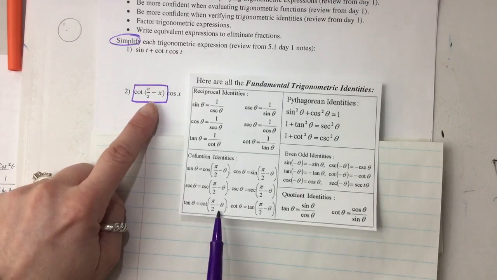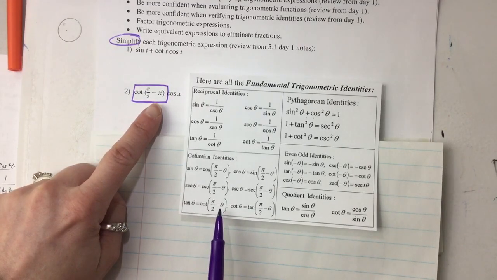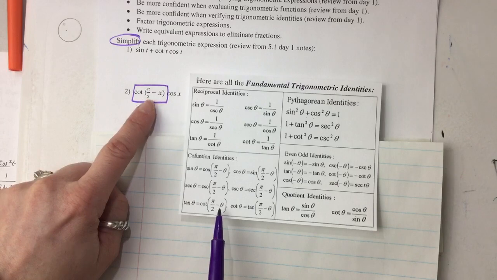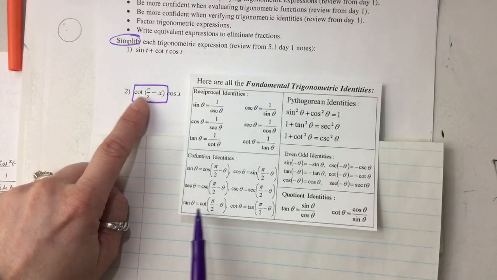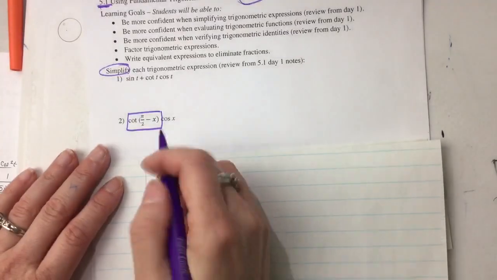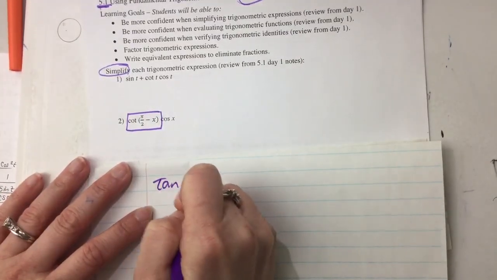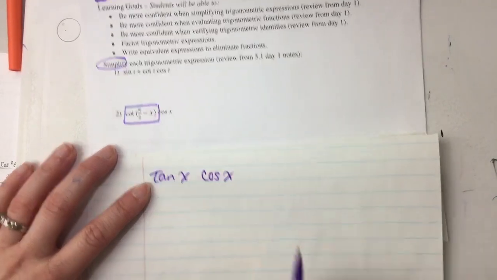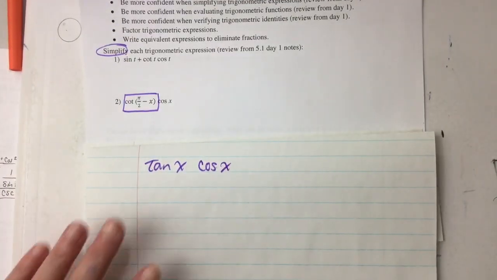These two things match. The only thing that's different is here they used theta as your variable. Here we're using an x. So this means that I can take my cotangent of pi divided by 2 minus x and replace it with the tangent of x. This is fun. Okay, check this out. So this is the tangent of x. Then I have the cosine of x. Not done. I can definitely go further.